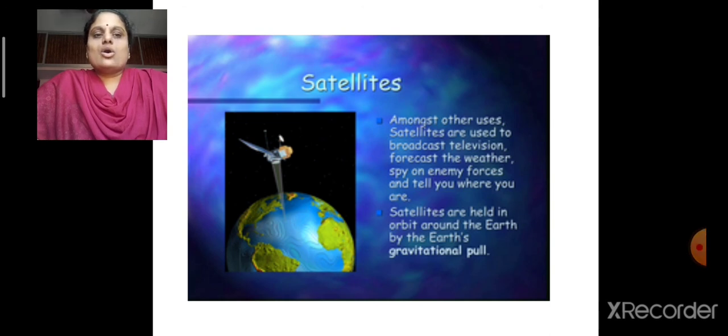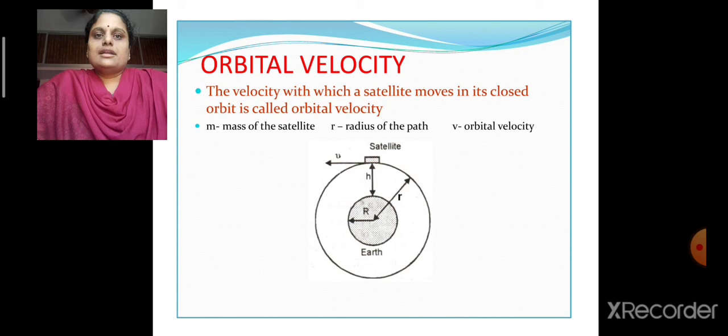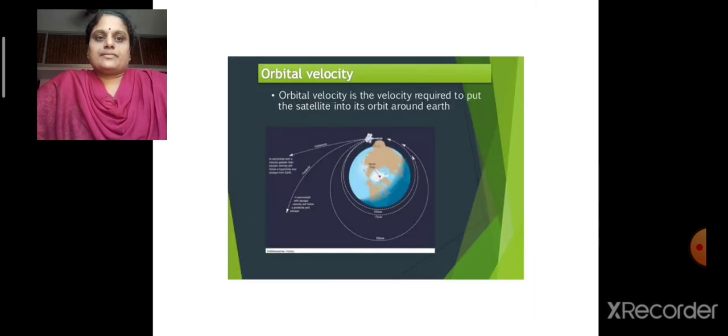Satellites are held in orbit around the Earth by the Earth's gravitational pull. Now let us discuss orbital velocity. The velocity with which a satellite moves in its closed orbit is called orbital velocity. Orbital velocity is the velocity required to put the satellite into its orbit around the Earth.